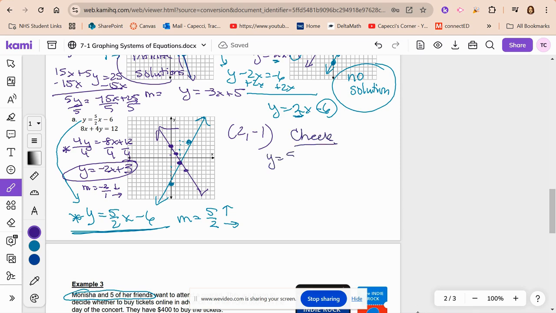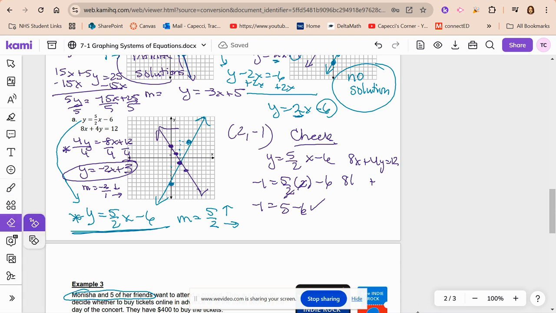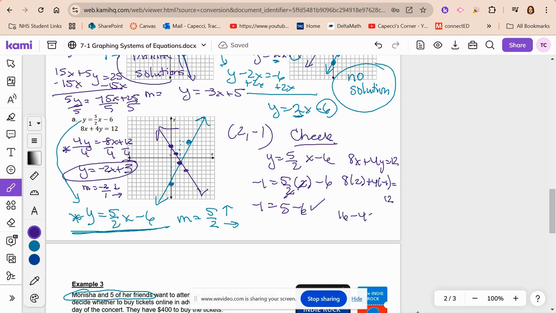So again, I'm always going to start with my original equation. So this is before I moved anything around. So I'm just going to rewrite that, and then we'll check it. So I have negative 1 is equal to 5 over 2 times 2 minus 6. So these will simplify. So I have 5 minus 6. That works. Same thing with my second one. See if I get a true statement. Oh, that's positive 2. So I have 8 times positive 2 plus 4 times negative 1. That equals 12. So that gives me 16 minus 4 equals 12. So I'm good. I know that my point of intersection that I have was correct.